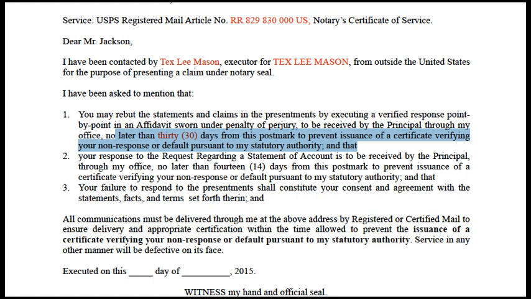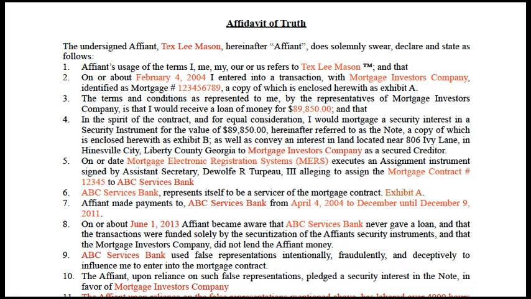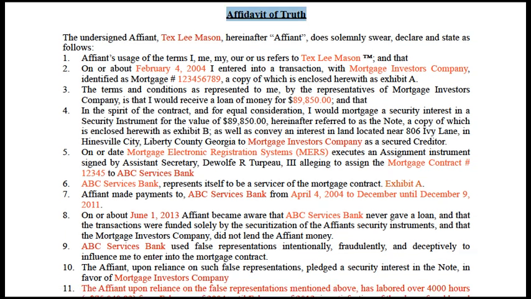Anyways, point I wanted to make is first we gave them 30 days and then we gave them 14 days to respond to the statement of account. Does anybody remember what the statement of account is? If not, let's look at it. Remember, we went to the affidavit of truth. We went through that.